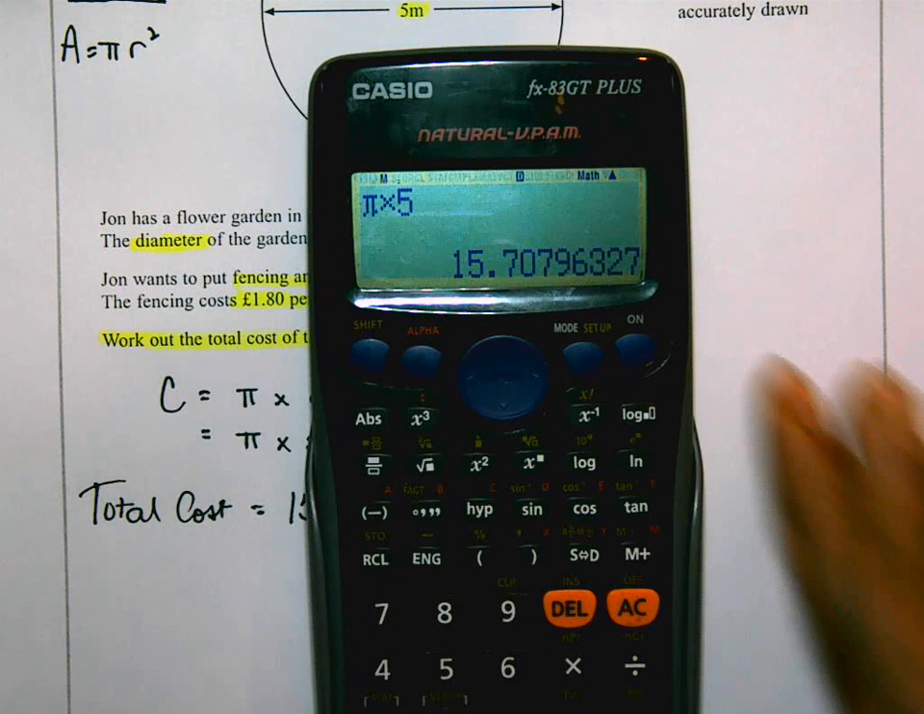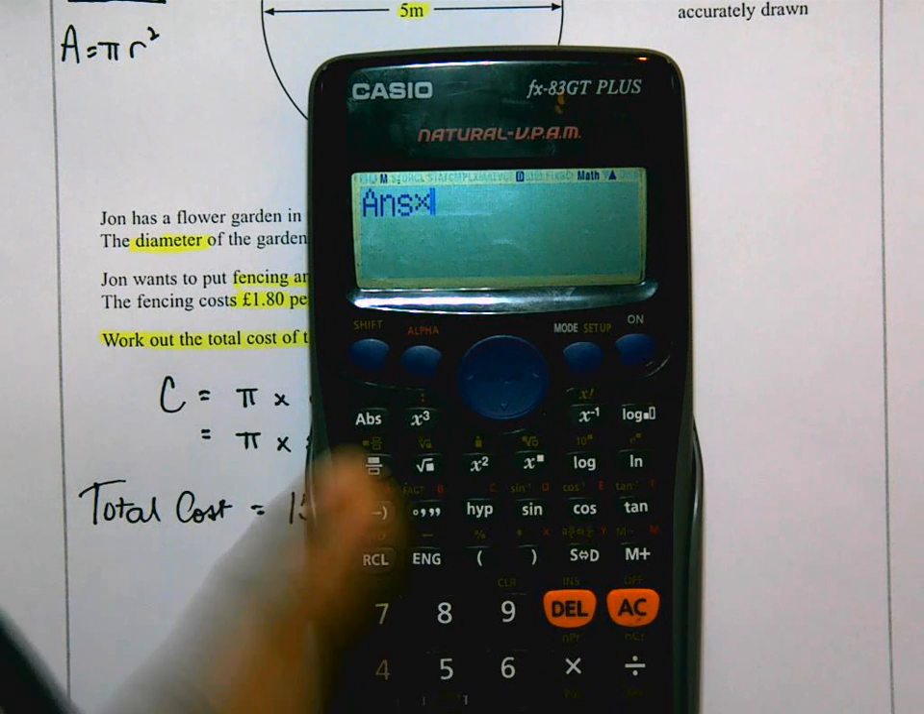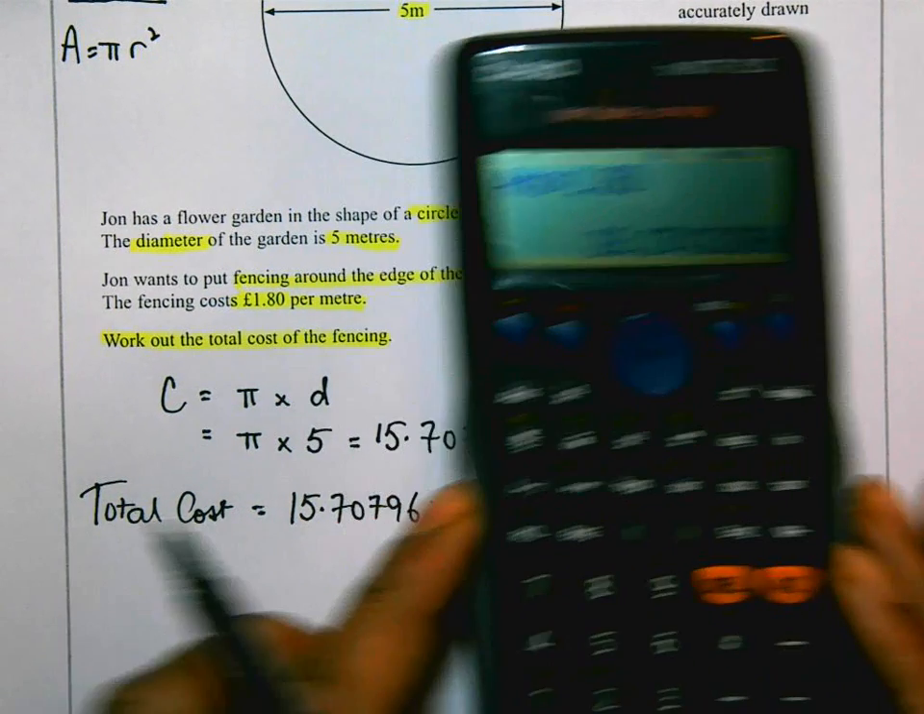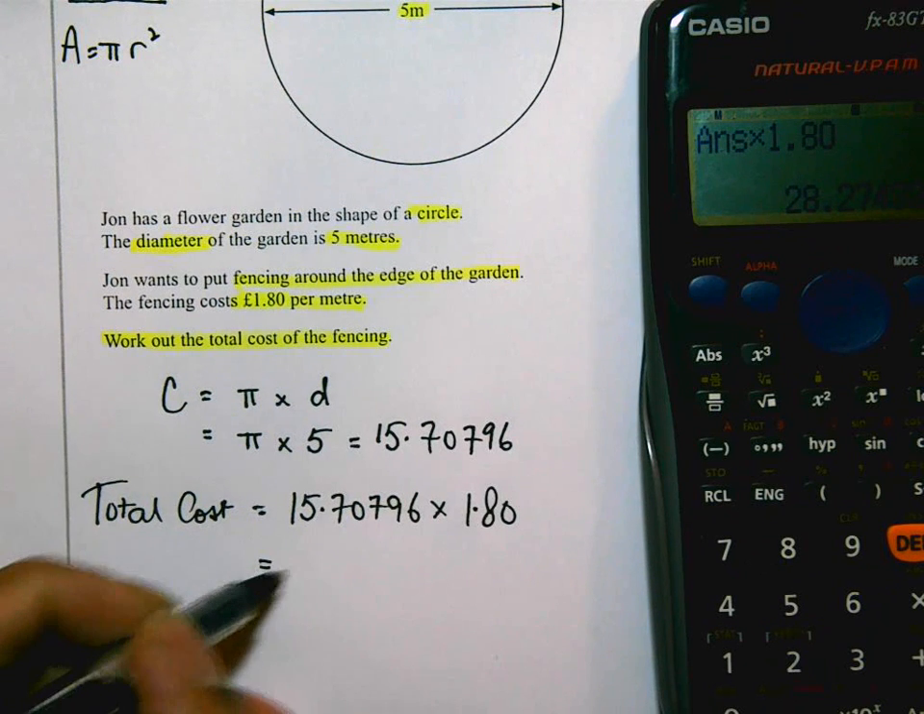I haven't cleared the screen of my calculator, I still have that number there. So if I press times, that ANS represents the last answer on the screen, which is the number that was there before. I'm going to times that by 1.80, £1.80, and that's going to give me 28.27433.